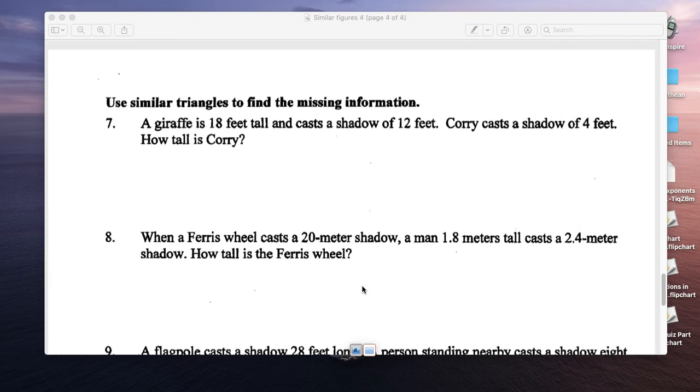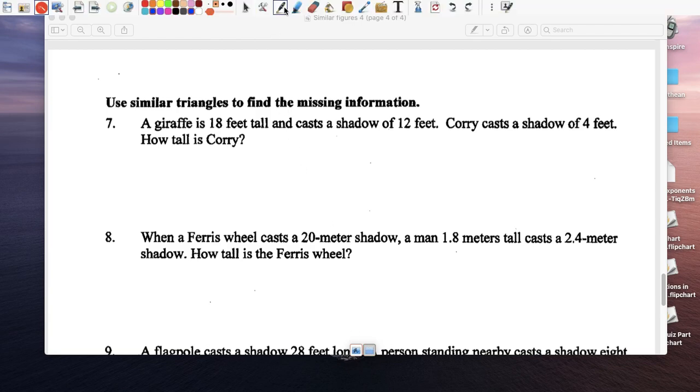A giraffe is 18. Okay, so let's draw the giraffe. The giraffe is 18 feet tall and has a shadow of 12 feet. Here's a shadow. Corey is tiny. He has a shadow of 4 feet, right? And we don't know his height. There we go.